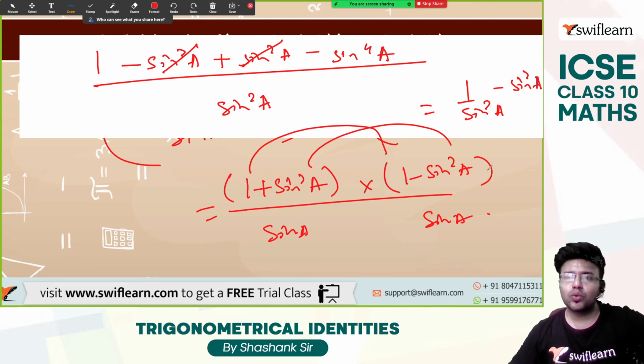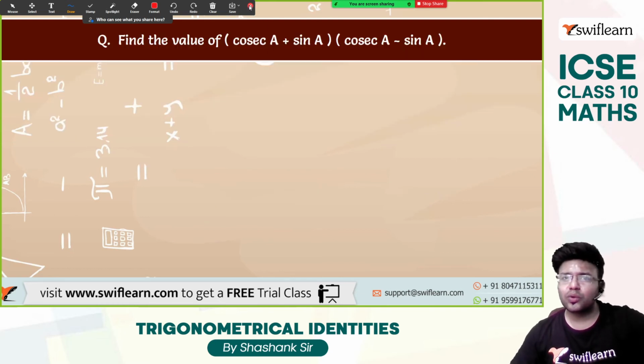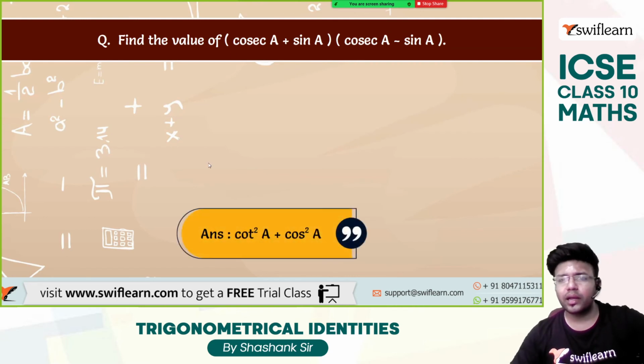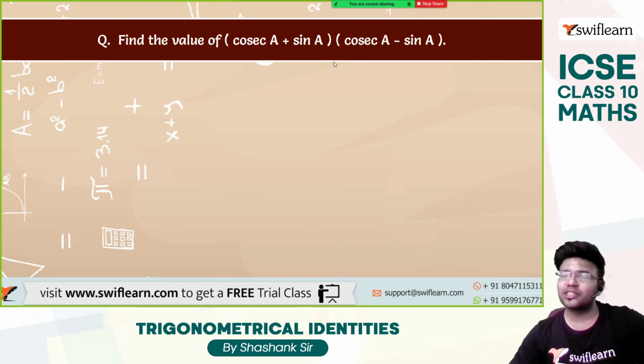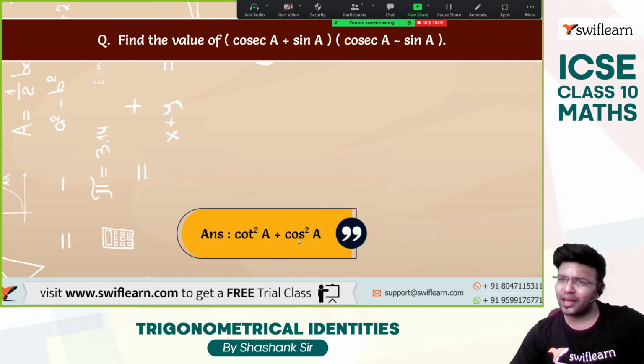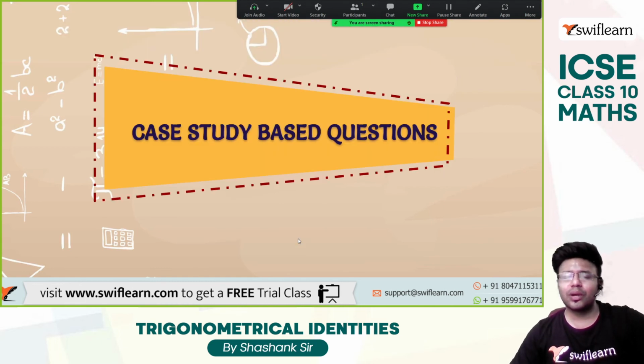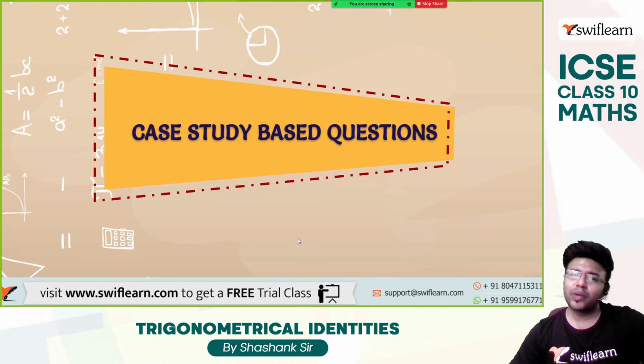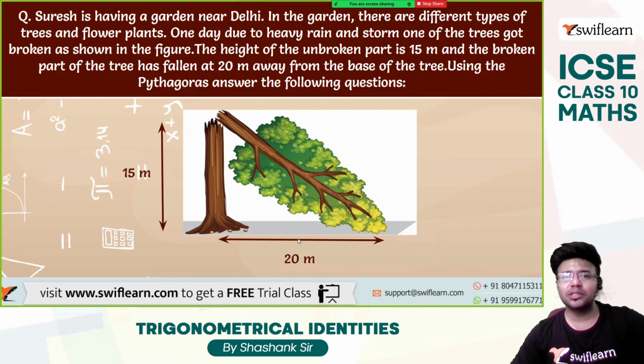Okay, so 1 by sine square can be written as cosec square A minus sine square A. And see, this is also right. So on simplifying also you can get this answer. They have not asked to prove, they have just told to simplify. So you can get this answer also. Okay, so many other things you can get. Now, case study based questions.